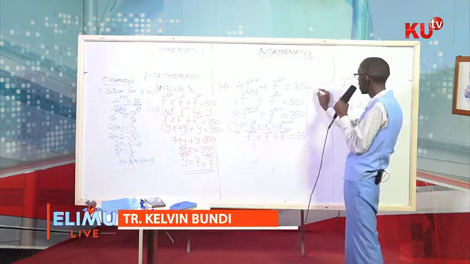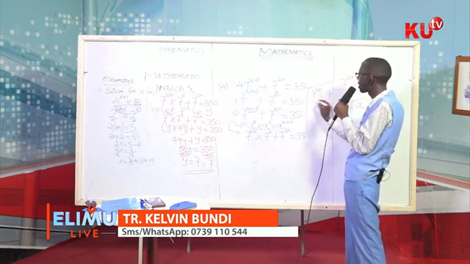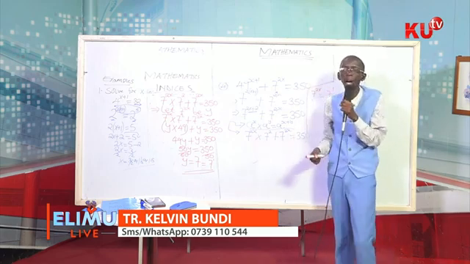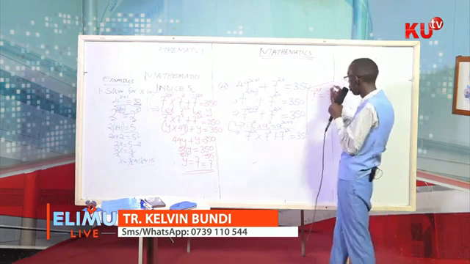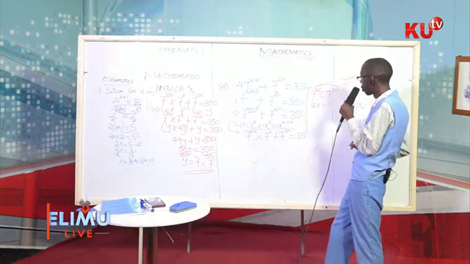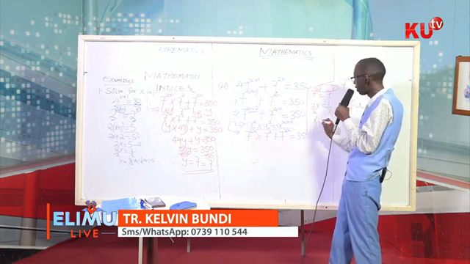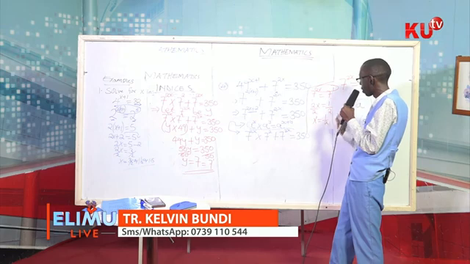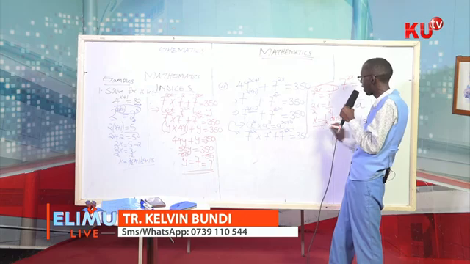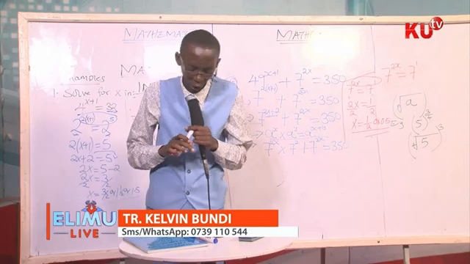So since we have 7 to power 2x is equal to 7 to power 1, the bases are the same. The bases are the same, therefore equate the powers. So we'll have 2x is equal to 1. Divide by 2, and the value of x is 1 over 2 or 0.5. That is how you do such kind of a question.